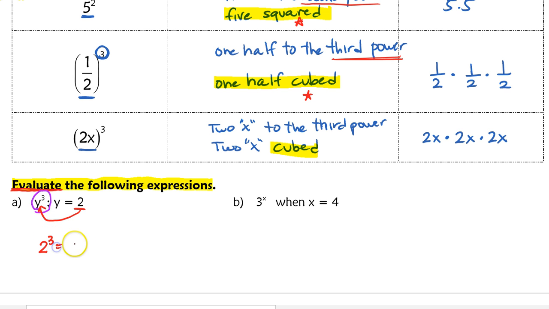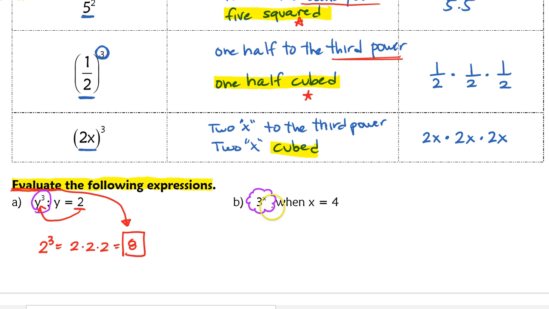Well, I know that 2 cubed is really 2 times 2 times 2. So it's the repeated multiplication of 2 3 times. And that's going to equal 8. So when I'm asked to evaluate, I want to know what is that going to equal when I actually plug in the value. Okay, so in our next example, we actually have a power that looks a little bit different.